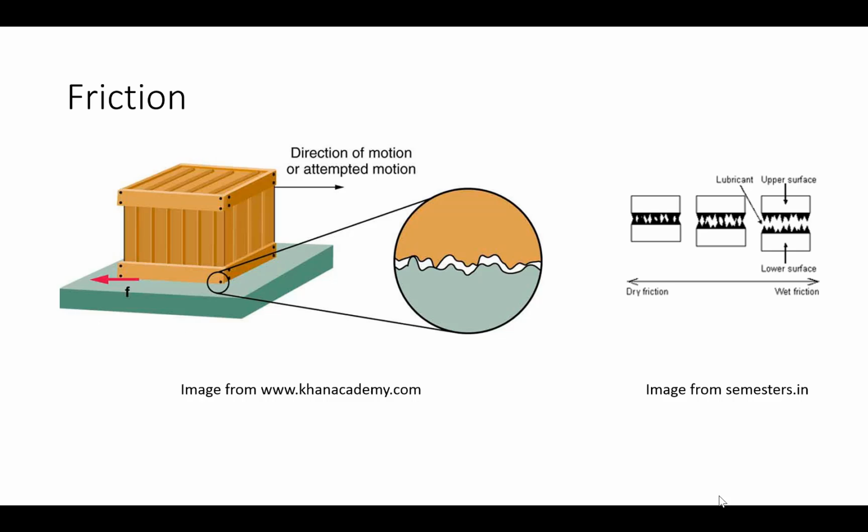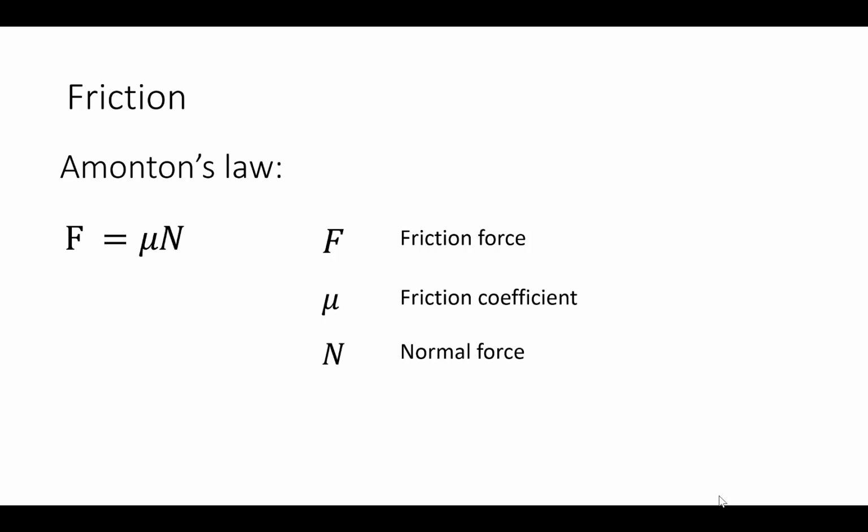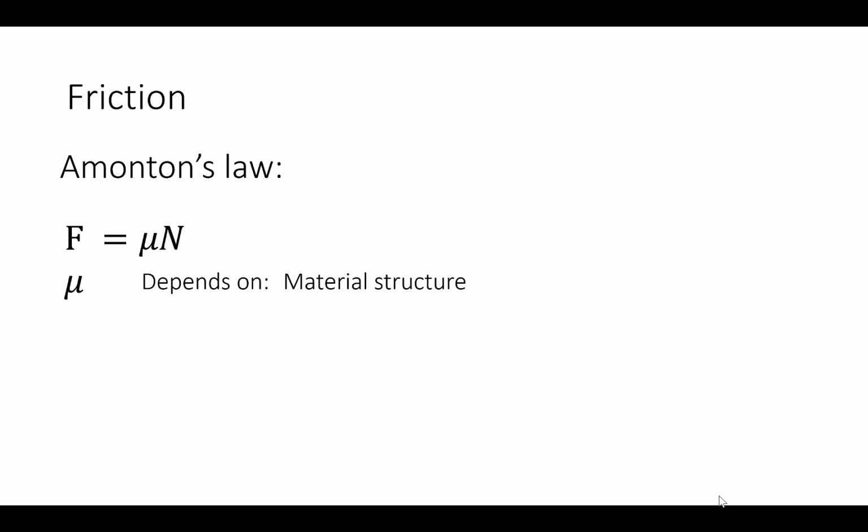In general, when it comes to friction, Amonton's law has been found to be typically true. Amonton's law states that the friction force is equal to the friction coefficient times the normal force. Mu depends on the material structure and the material combination, but surprisingly, it does not depend on surface area or surface roughness.